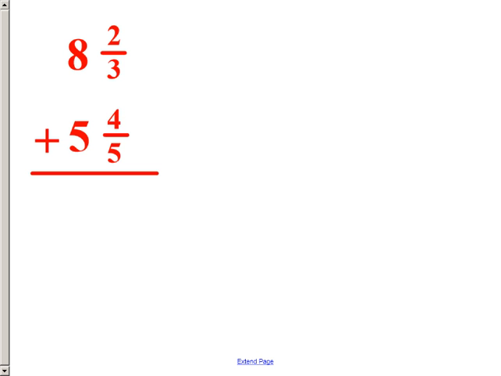Let's try one last example. 8 and 2/3 plus 5 and 4/5. Take a moment, pause, give it a try, and hit play when you're done.